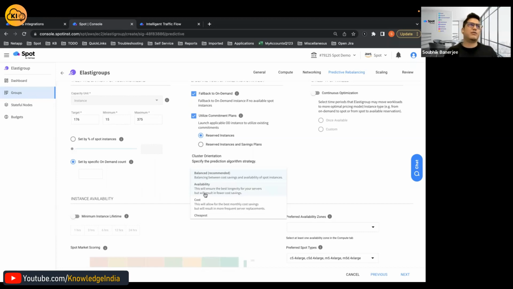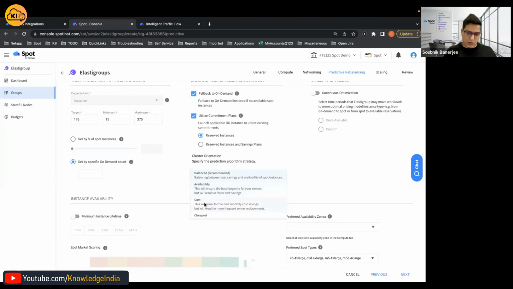For example, say a case happened where Spot was not there, so the instance was launched on on-demand. The part where I was talking about continuous optimization, where it keeps checking if a Spot became available again and then moves back to Spot, that won't happen if you select availability. It will keep on running on on-demand. Okay. So these types of things are there, in case it is required by a customer.